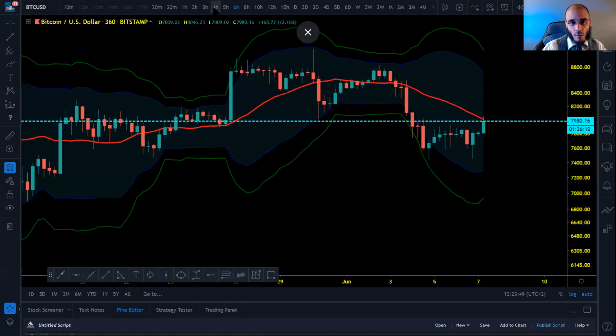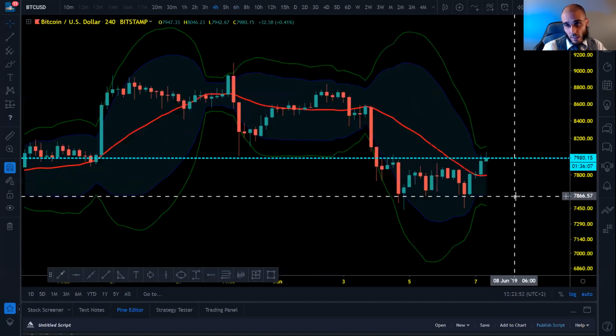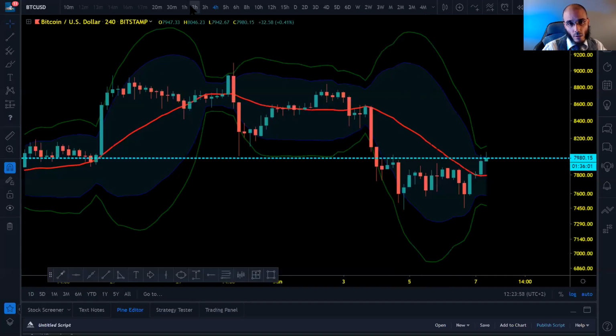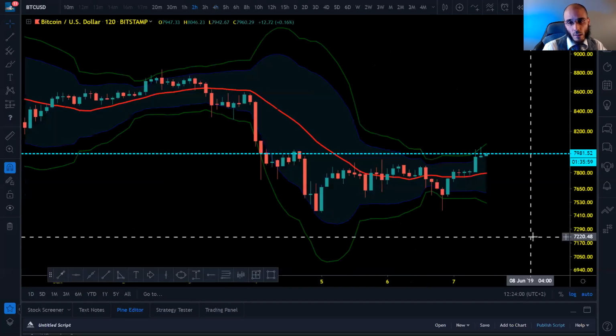4 hour chart is positive. And the 2 hour chart is positive. So you have 4 positive out of 6. That means Bollinger Band is more positive than negative for now.